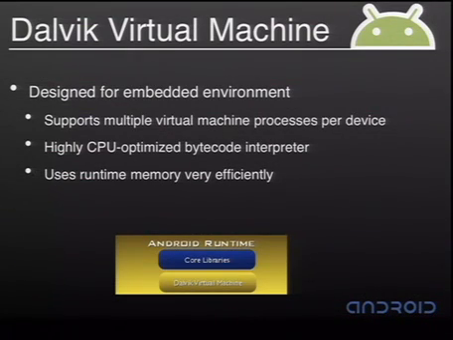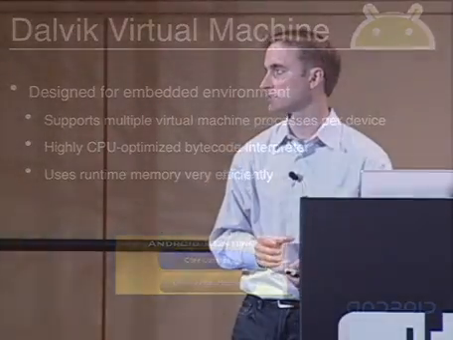It's a highly CPU-optimized bytecode interpreter, and it uses runtime memory very efficiently. Data structures are optimized to be passed between processes. It uses fixed width data structures so that parsing time is much faster. So it's really just optimized for embedded use.